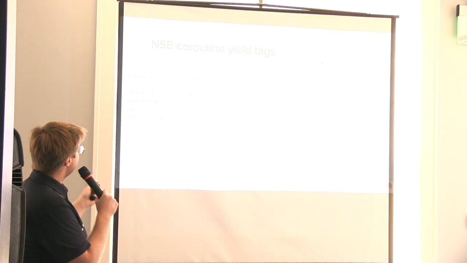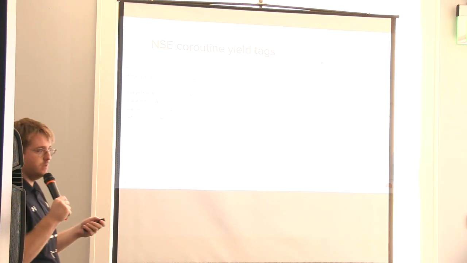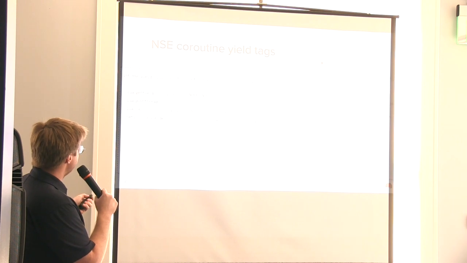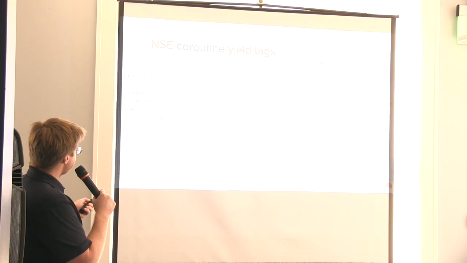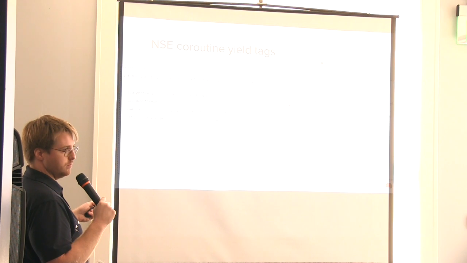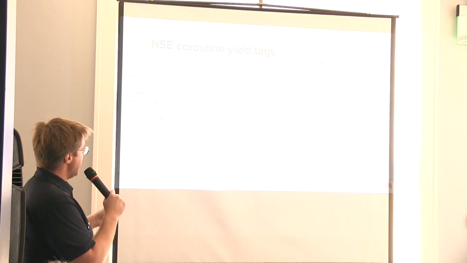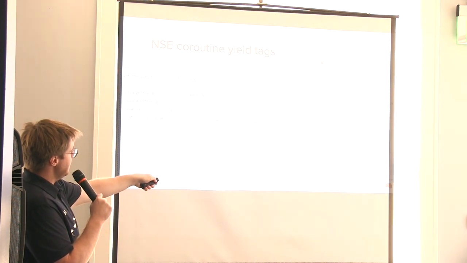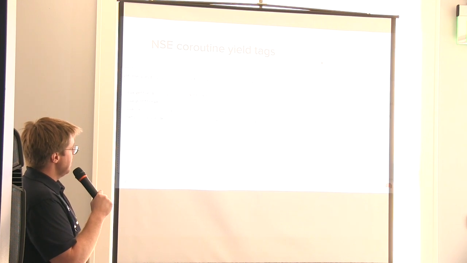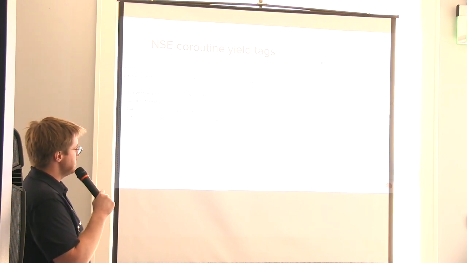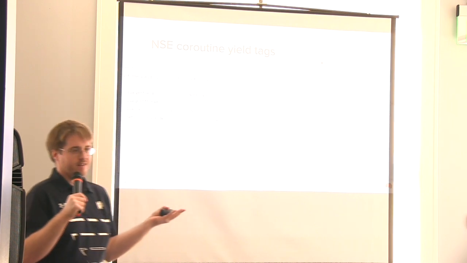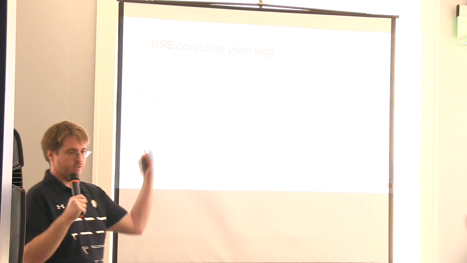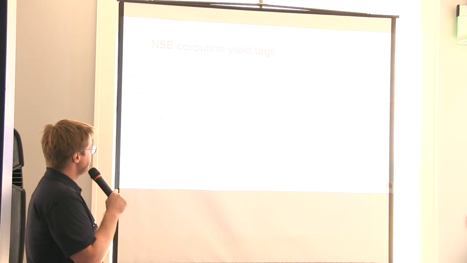And actually, NSOC calls this NSE yield function, which just wraps the Lua yield and pulls out the special value, which is stored in the registry. This is actually just a table, and it yields that table back. And then these functions actually detect that value has been yielded, and then they yield that up to the scripting engine. So I don't expect everybody to understand that code. The point is we're tagging the yields, and we're detecting that, and then just passing that up to the scripting engine.